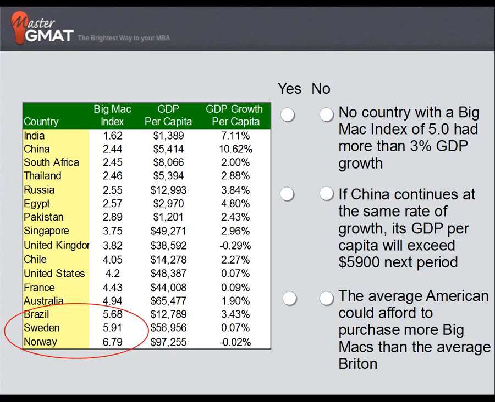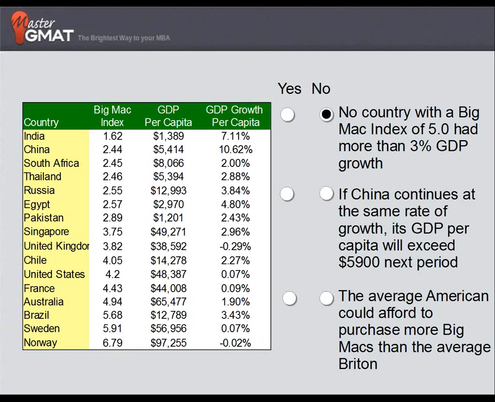Now we went ahead and circled that, and we're going to also circle the GDP growth rate. Do you see any country here that has a GDP growth rate of higher than 3%? Yeah, Brazil has a GDP growth rate that's higher than 3%. So even though its Big Macs are relatively expensive, statement 1 is actually incorrect. Brazil actually has a GDP growth rate of more than 3%. So the answer here is no.